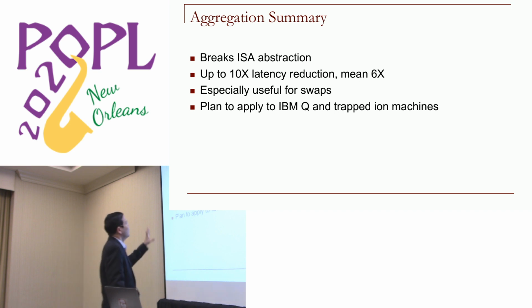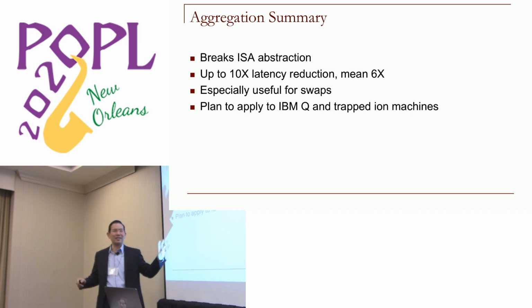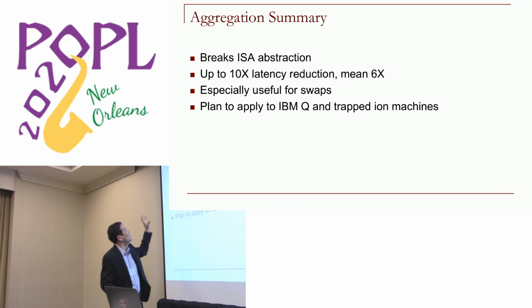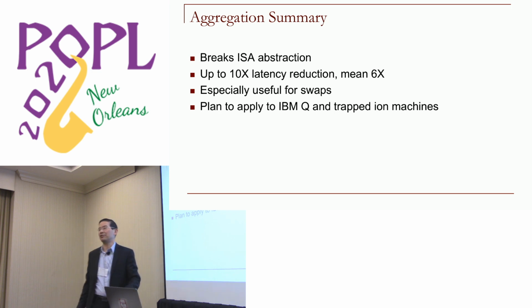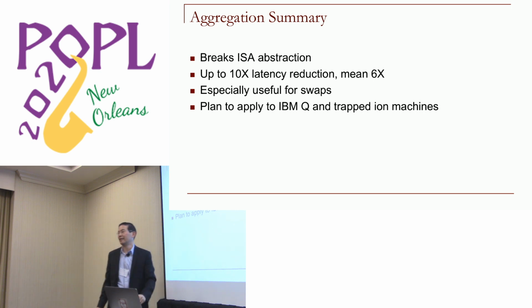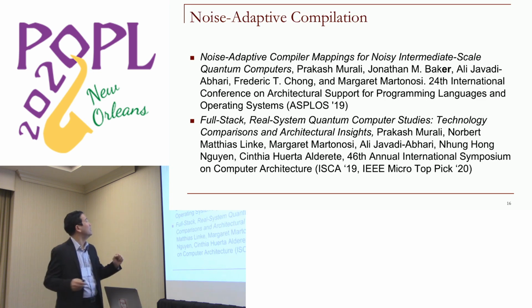OK. So I'm giving you 3 examples in 30 minutes, so it's going to be really fast. What we got out of this is that if we break the ISA abstraction, we can get a 6x average reduction in latency. It was especially useful on the machine we use, which is a superconducting cavity machine. It's Dave Schuster's machine at UChicago. And we're looking to run this on real machines soon. OK, so that's the first example. Here's another example.